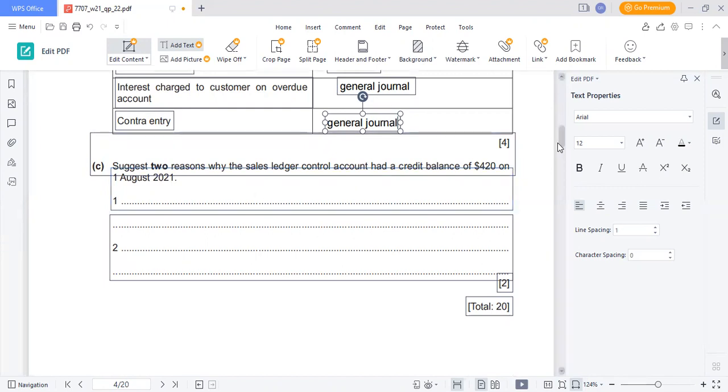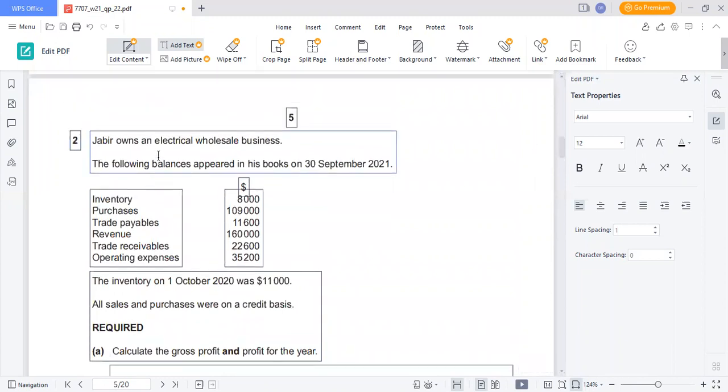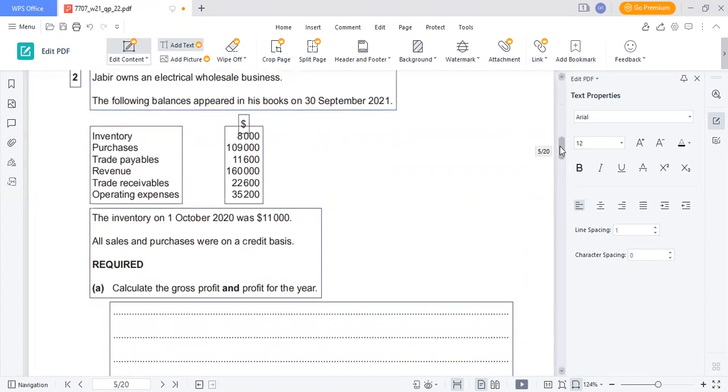Okay. Moving towards question 2. Jabir owns an electrical wholesale business. The following balances appeared in his books on 30 September 2021: inventory, purchases, trade payables, revenue, trade receivables, operating expenses. All sales and purchases were on credit basis. Calculate the gross profit and profit for the year.